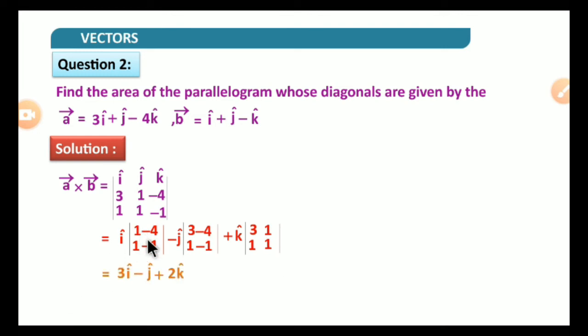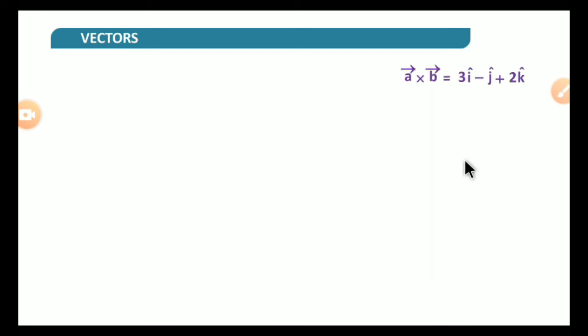Now the simplification: i into the bracket of minus 1 minus of minus 4, that is minus 1 plus 4, so that is 3i. Similarly, minus j into the bracket of minus 3 minus of minus 4, that is minus 3 plus 4, which is 1, so it becomes minus j. And k into this determinant is 3 minus 1, which is 2, so that is plus 2k. So this is the value of A cross B.